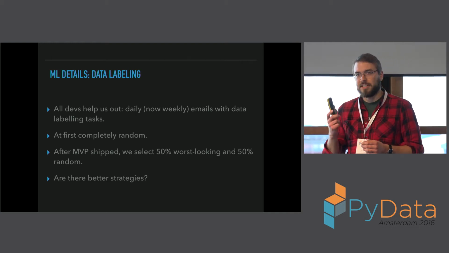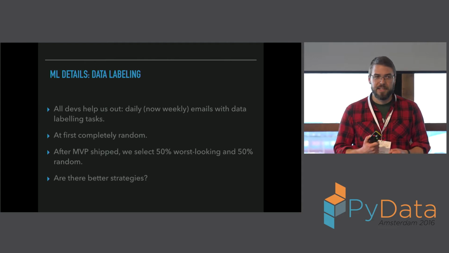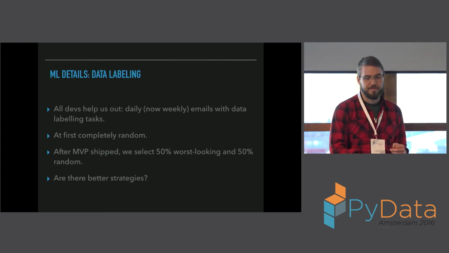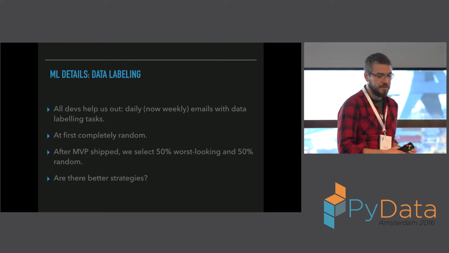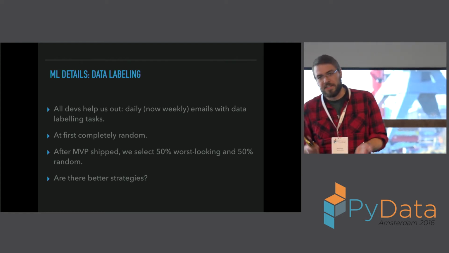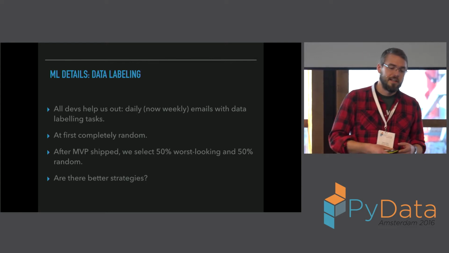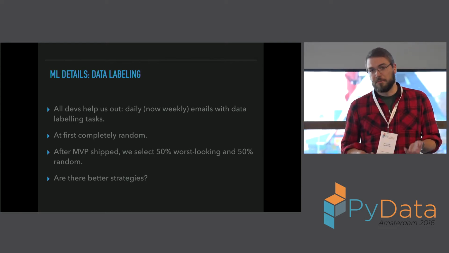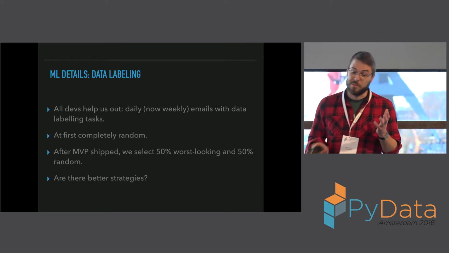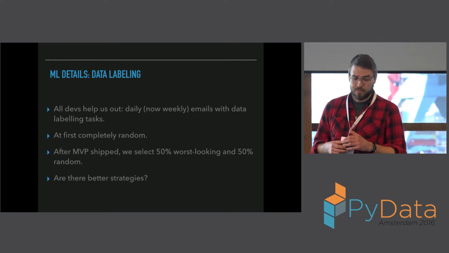The question there is, how do you select the data to be labeled? Because we have something like 5,000 testers online per day. They do tens of thousands of tests, and obviously we cannot label all of it. So which ones do we select to be labeled? We started with just completely random selection. There are probably better approaches, but that's what we did.